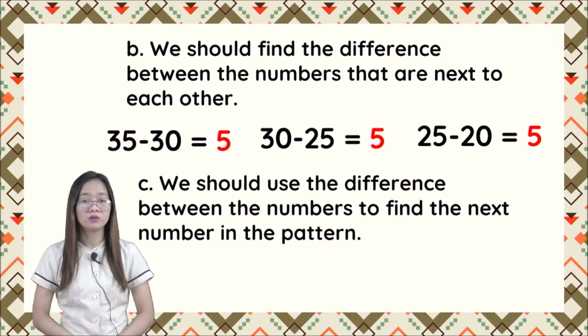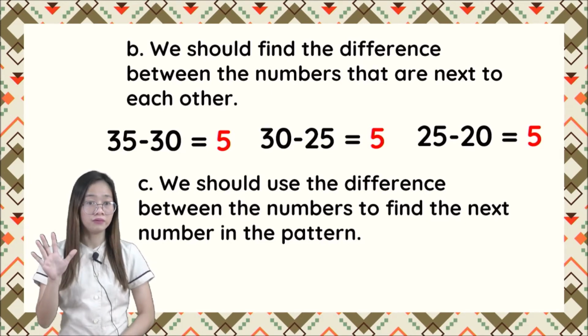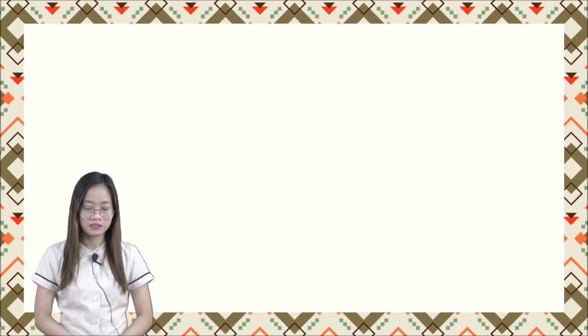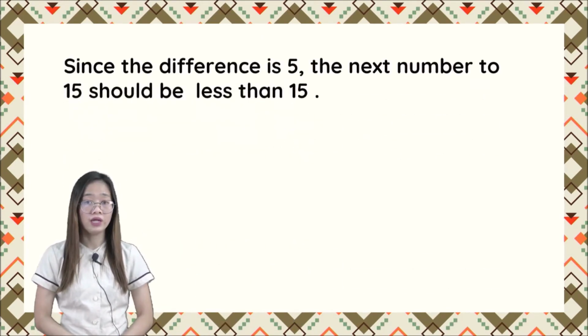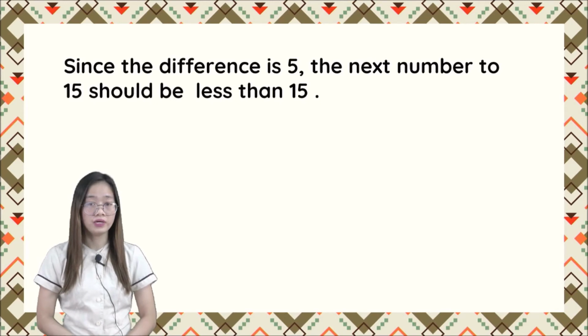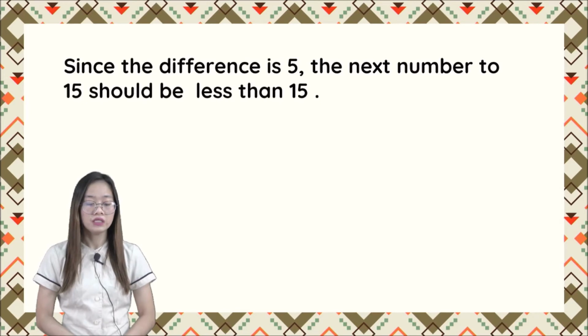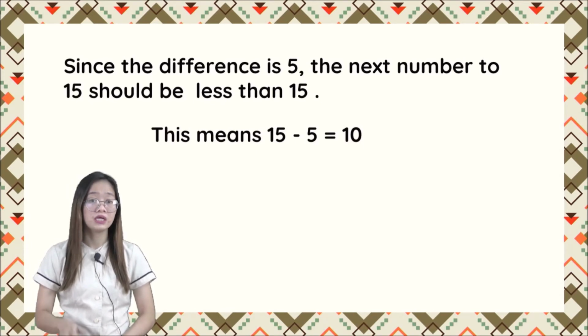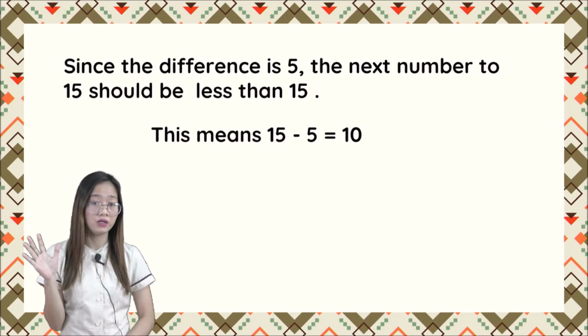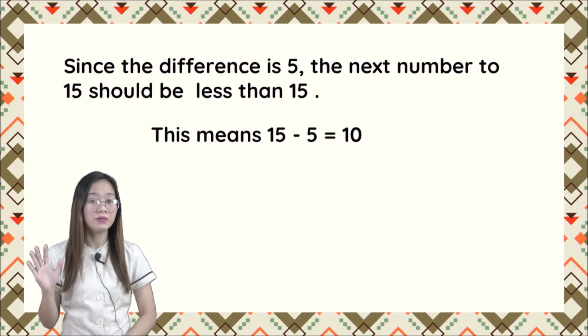What will you use? 5. So this one, class, is not the same as a while ago. A while ago, it was increasing. So this one is decreasing. Since the difference is 5, the next number after 15 is less than 15, of course. This means 15 minus 5, which is the difference we got a while ago. Why do we subtract, class? Because this one is decreasing, pababa. So 15 minus 5 is equal to 10.